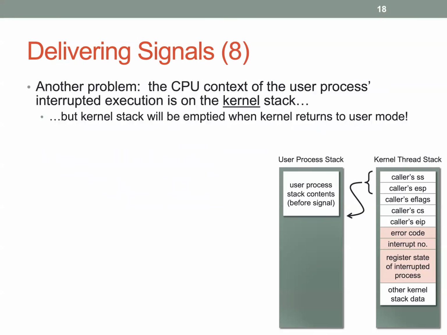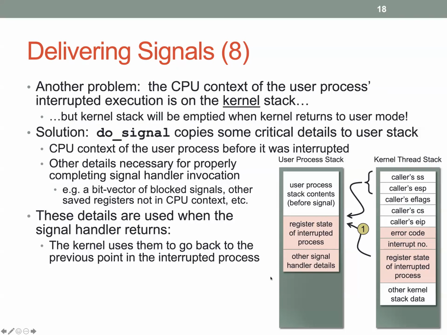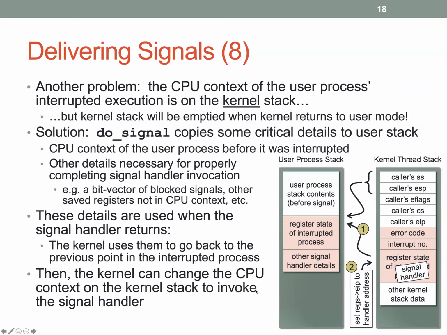So yeah, I was already talking about this. Here's the first thing that happens. We're dispatching a signal. We're making sure that a signal gets delivered. So the first thing we do is we save the machine context of the program where it was when it made the trap, when it was preempted, whatever. So we save that onto the user thread stack. And as it says, these details are used when the signal handler returns because we need this to go back to what was interrupted in the program. Then the kernel can modify the machine context to return to the signal handler, not the place that was interrupted.